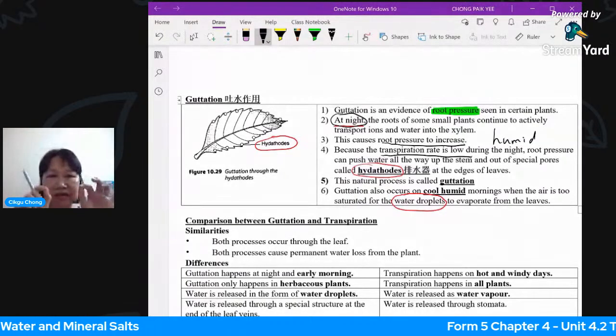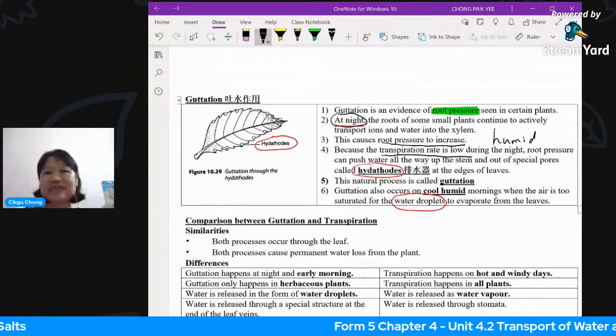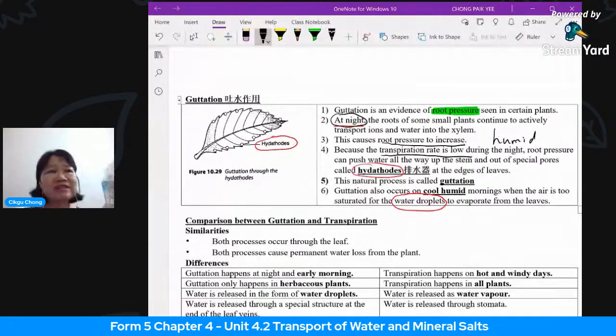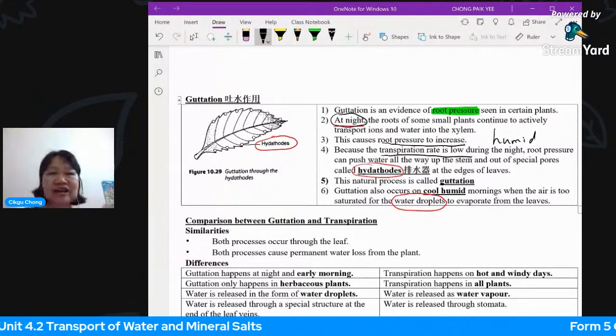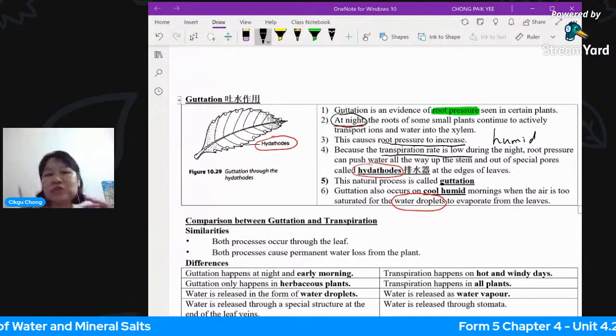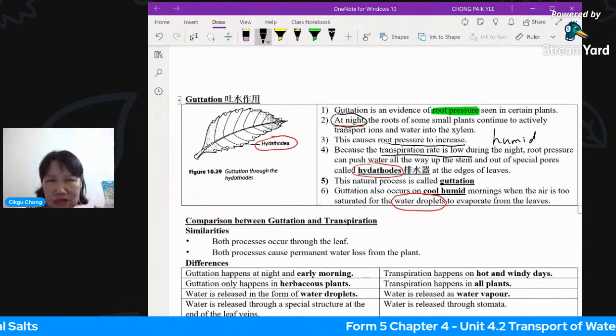And you're going to have little droplets of water sticking to the side there, and you will think that this is like a dew drop. Sometimes you may think it's 露水, we call it dew drops, but it may not be moisture. It's actually water pushing out from the root pressure there.